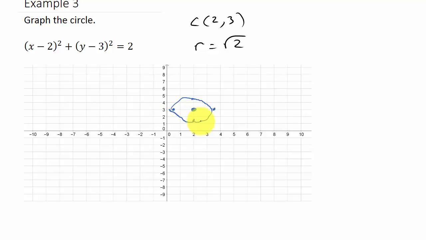Alright, so hopefully this video helped, and I know my circles don't look like circles, but they're supposed to be.